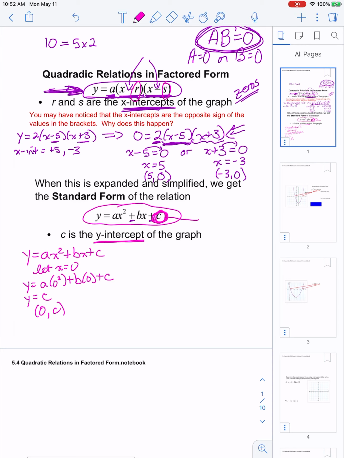Those numbers are called parameters. y and x are called variables because those are the two variables that we're looking at the relationship between. On a graph, we've got the x-axis and the y-axis. So those are the variables. But the a, the b, and the c, those are the parameters that make the parabola look like it needs to look like. Okay, so those are called parameters.